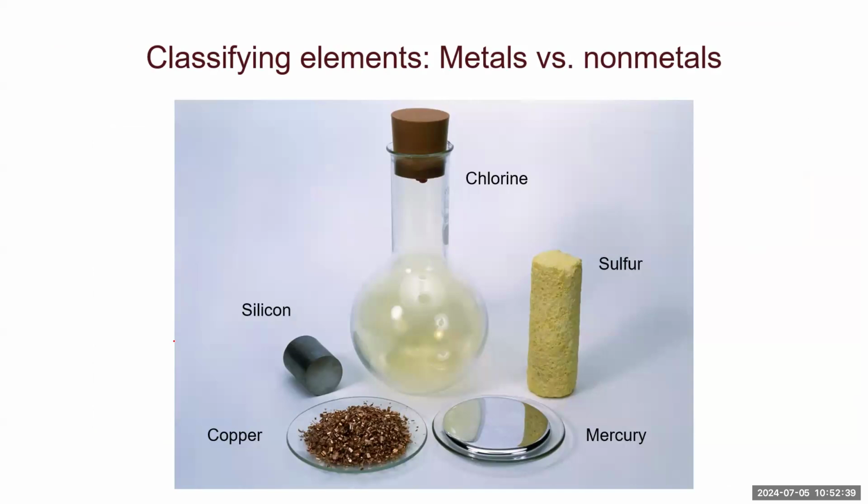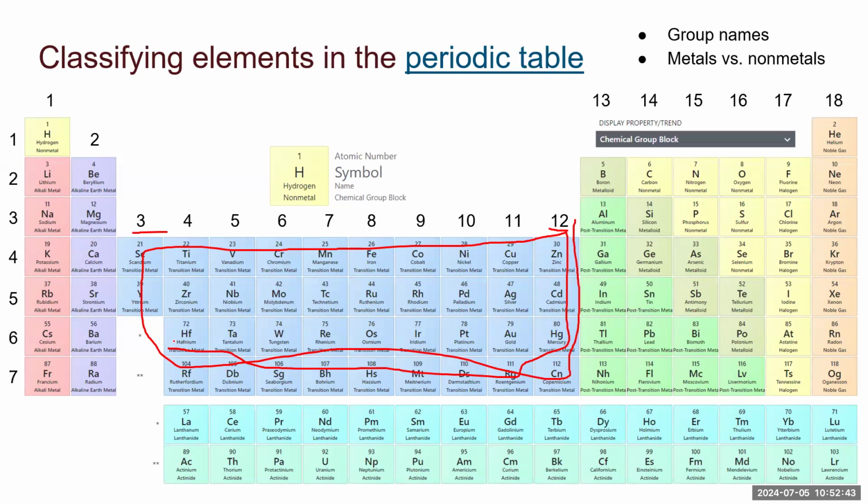Now, if we wanted to classify things as metals or non-metals, and we look at this depiction of the periodic table, there's a line that you can kind of draw, and that is right here. Everything to the left of that line, those are metals. Everything to the right of that are non-metals.